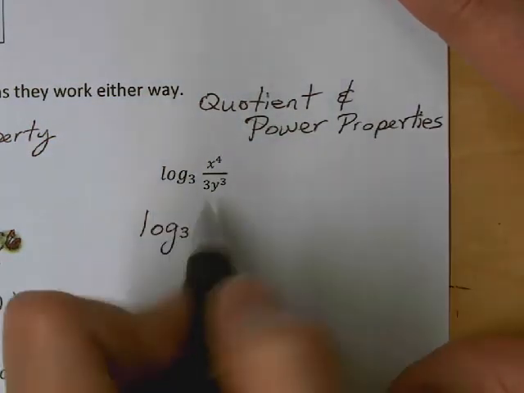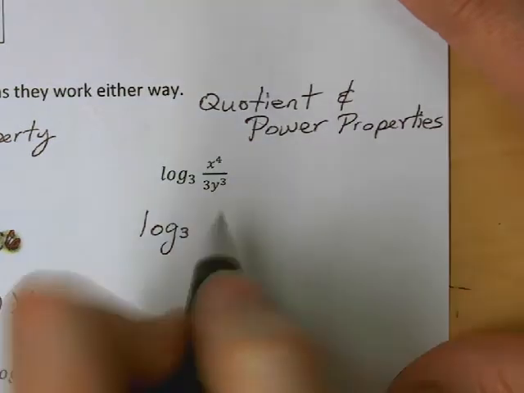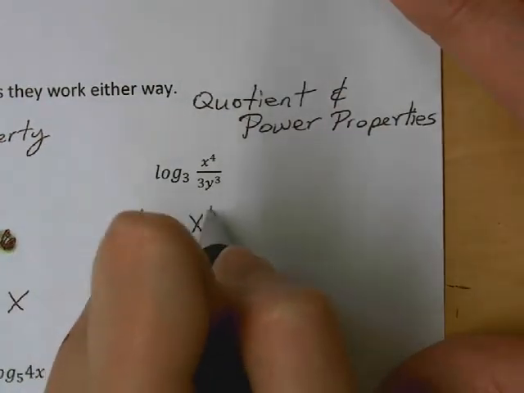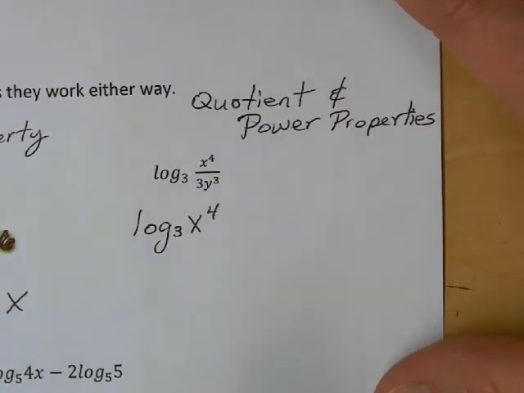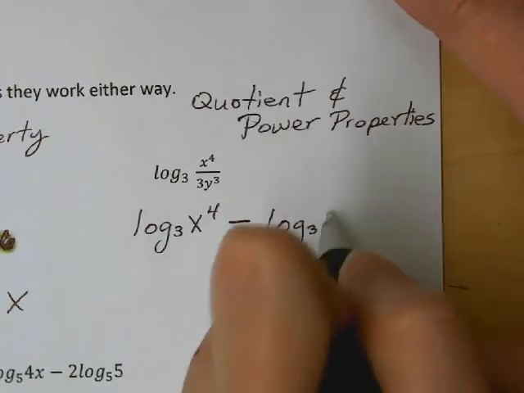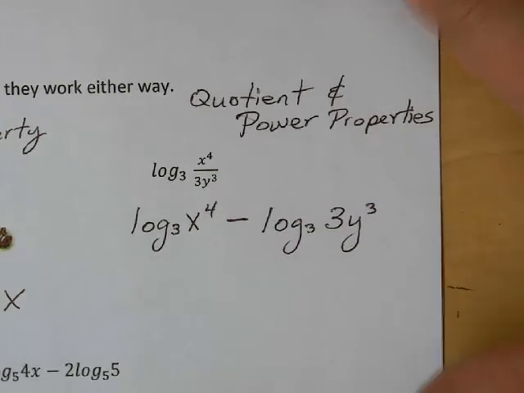Okay, what do you think? If it's a fraction, could you break that apart? Yeah. What do you think we should write? 3x to the 4th, yep, minus log base 3 of 3y to the 3rd. Ooh, there might even be another property going on here too. There's a lot going on here.